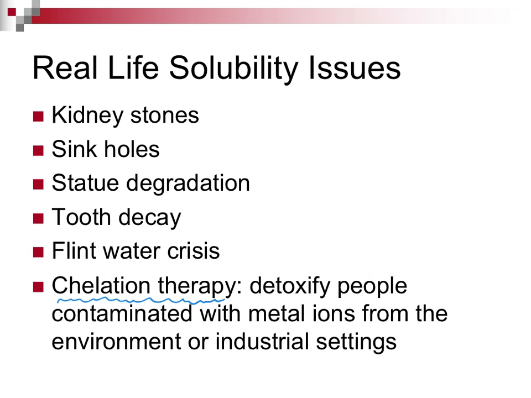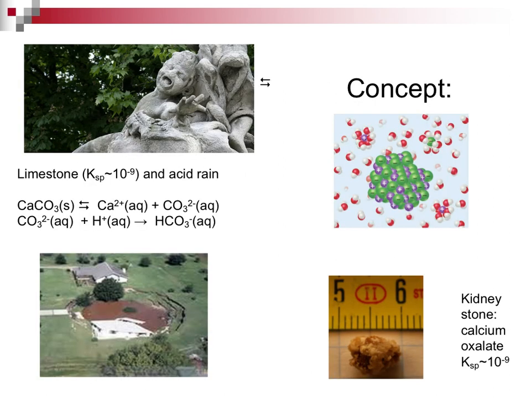And I did write people, but that's if someone is contaminated with metal ions, either from the environment or an industrial setting, which is what they did to little children when they had too much lead in their blood in Flint, Michigan. Okay, so here's some pictures.